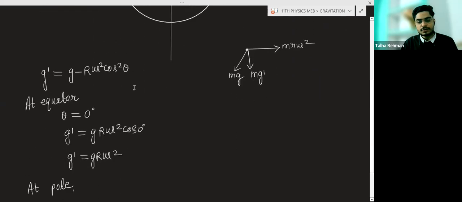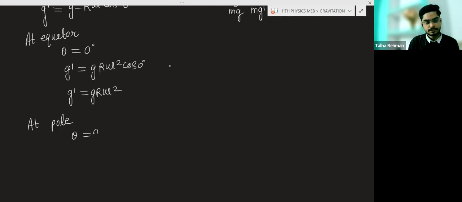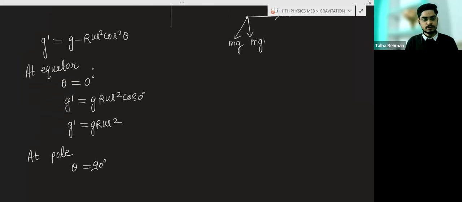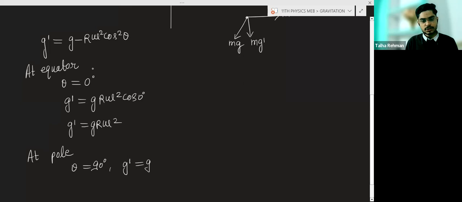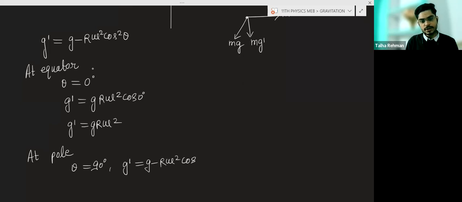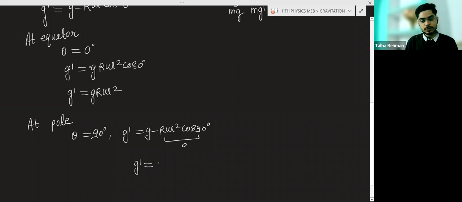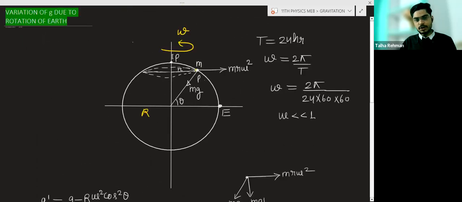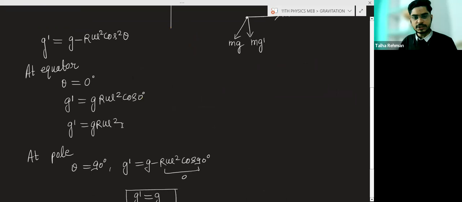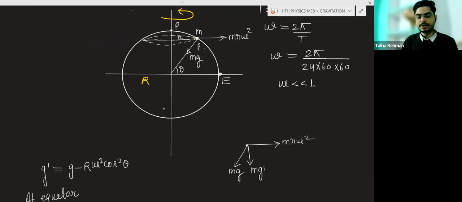Now at pole, when you calculate the value at pole, this theta will become 90 degree. So put this theta here in this formula. So g dash is equal to g minus R omega square cos of 90 degree, and cos 90 degree is 0, so this whole term will become 0. So g dash is equal to g. So at pole, the acceleration due to gravity will remain the same. But at equator, due to the rotation of the earth, the value will change by R omega square. R is the radius of the earth.